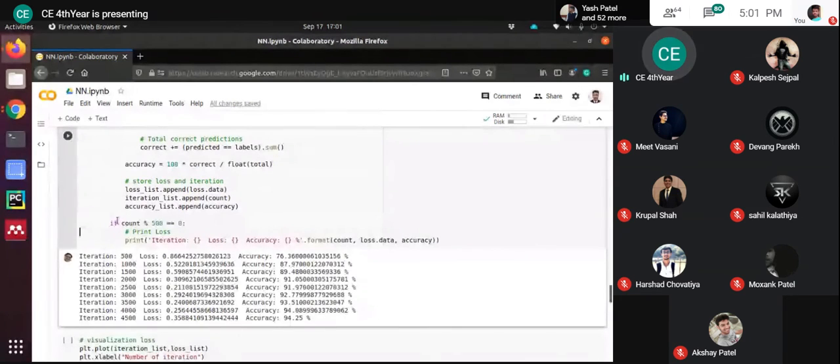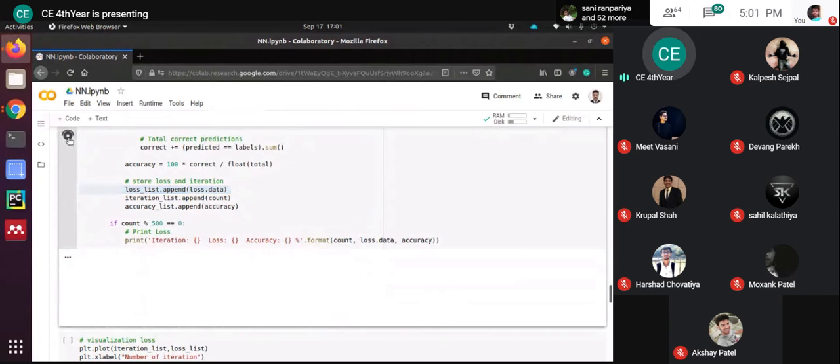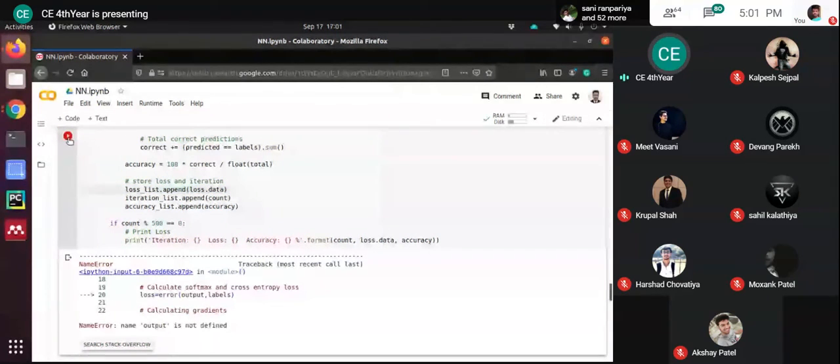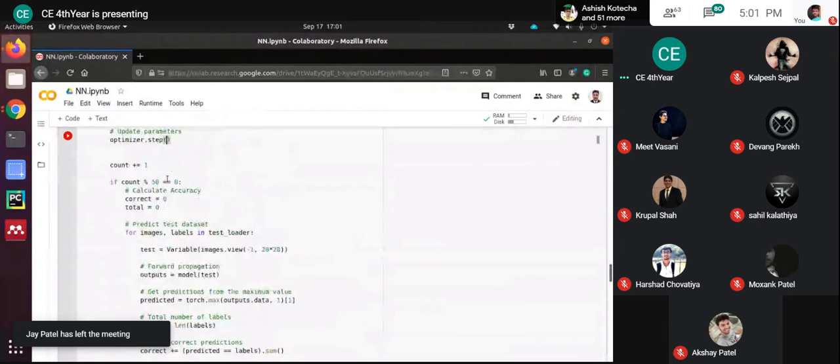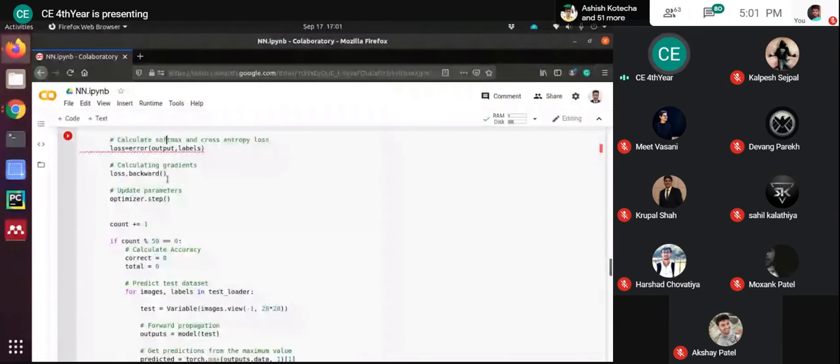Later we will use this particular list for designing a graph. And let's print this loss value after every 500 iterations. You can also print it after 50 iterations, it doesn't matter. So let's see if everything is fine, then it should give the output. But there is no name output. So it's outputs.